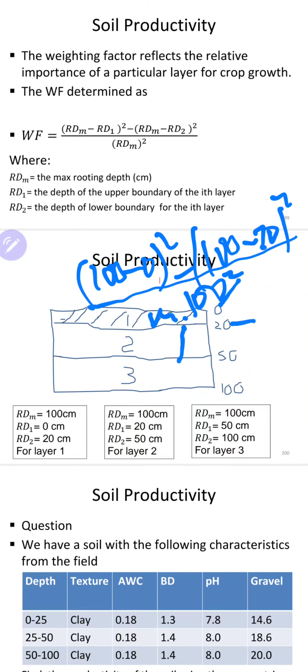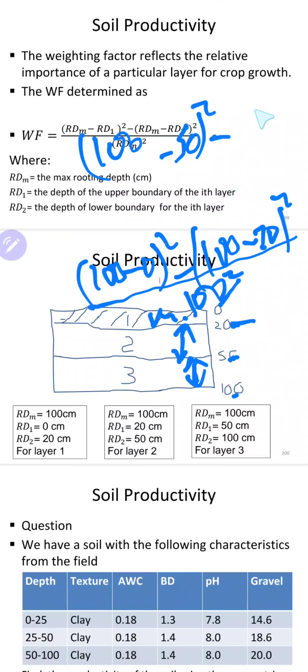When you come to zone 2, it is the same, only that now this one becomes your upper and lower. So you say 100 minus 20, squared, minus 100 minus 50, squared, over 100 squared. Again on zone 3 you have the same: 100 minus 50, which is the upper, minus 100 minus 100, which is 0, then over 100 squared.